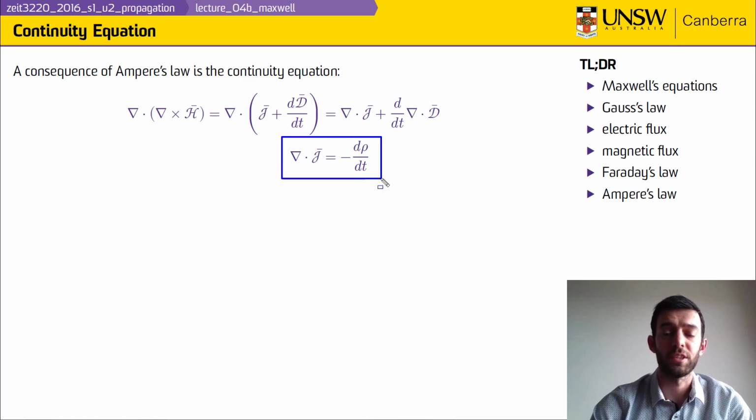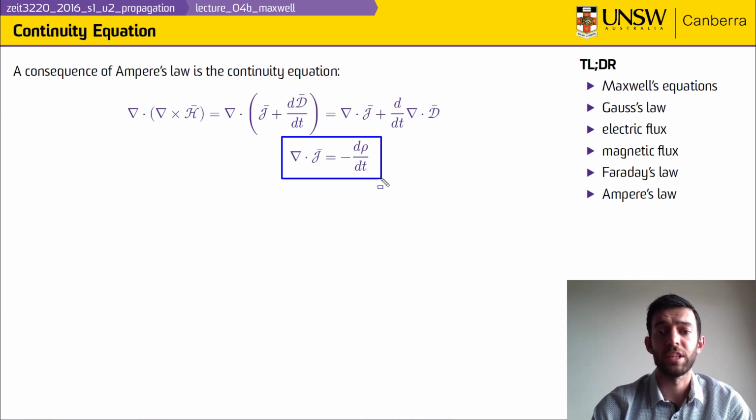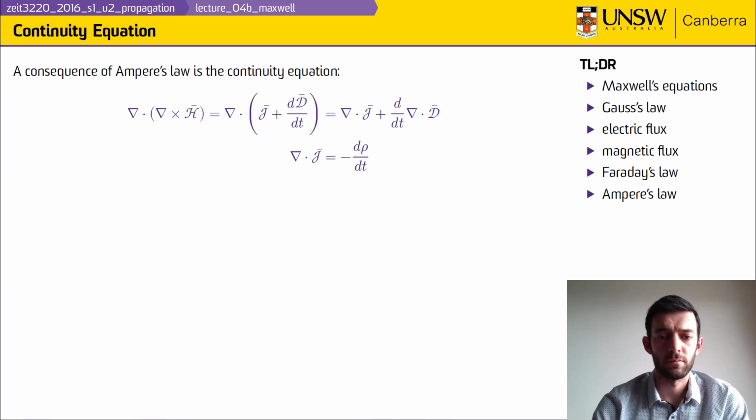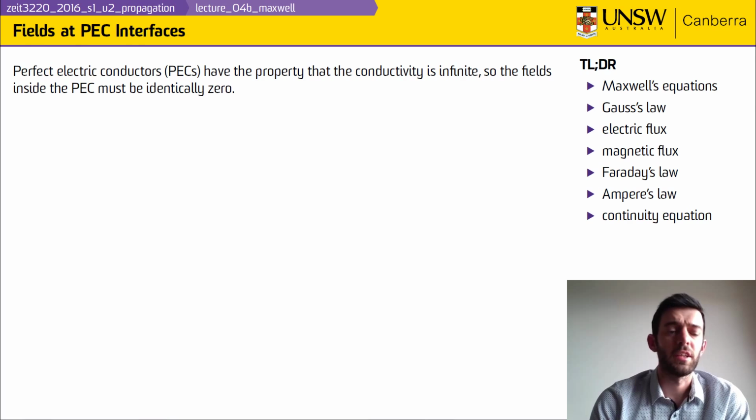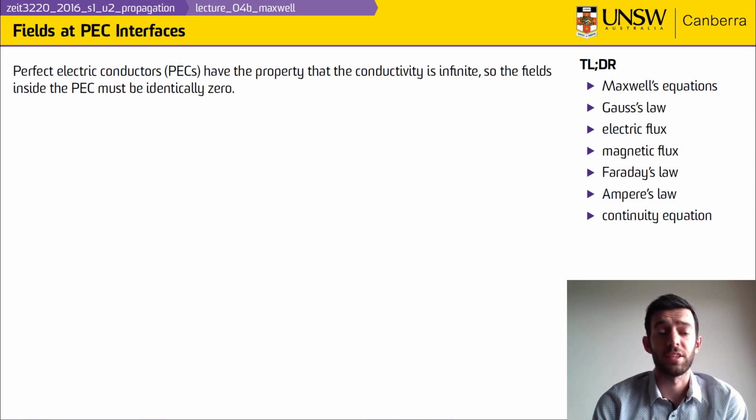What this means is that whatever flux of current there is incoming or outgoing out of a closed surface must be exactly accounted for by decreasing or increasing charge density within that surface. Of particular interest is looking at the boundary conditions when dealing with perfect electric conductors that have the property of conductivity being infinite, or equivalently resistivity being 0. What this means is that the fields inside the PEC must be identically 0.